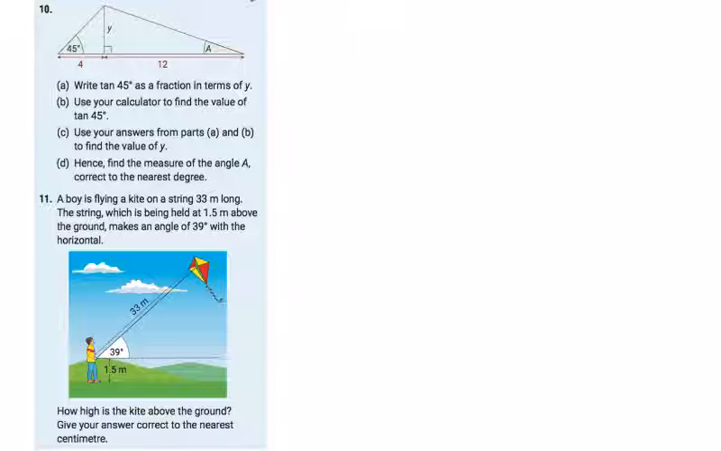So, trigonometric questions that deal with real life problems such as kite flying and buildings and that kind of stuff. So, we take question 10 here. Write tan 45 as a fraction in terms of y. So, anytime you get a question and you have to deal with one triangle out of two, write the triangle separately to the question. 45 here.